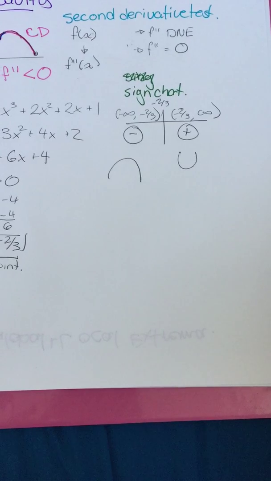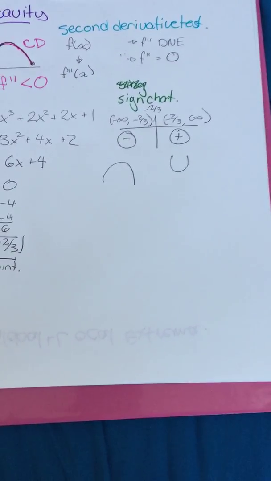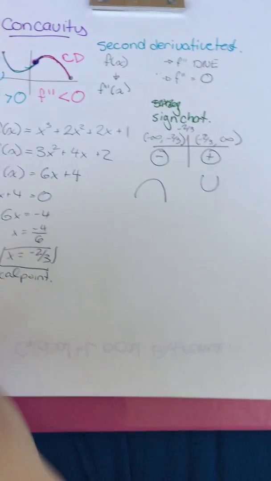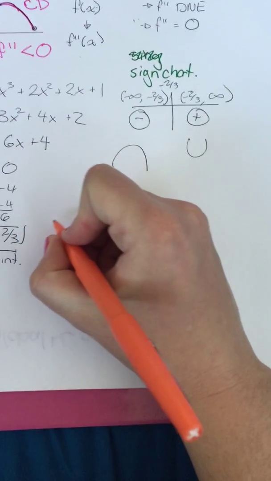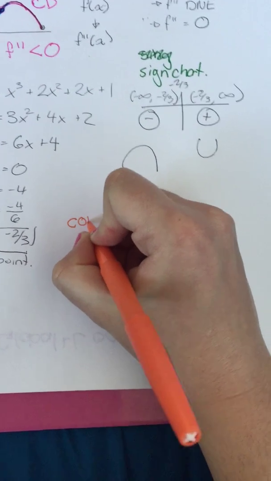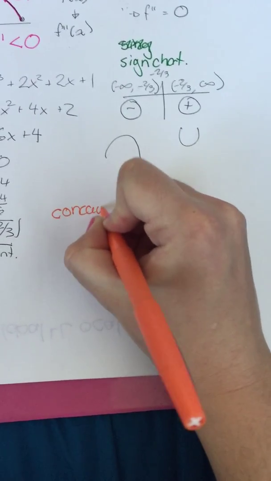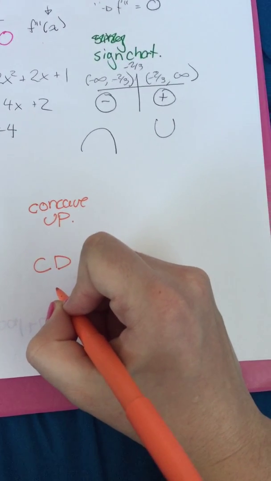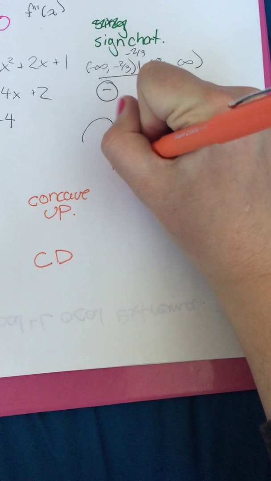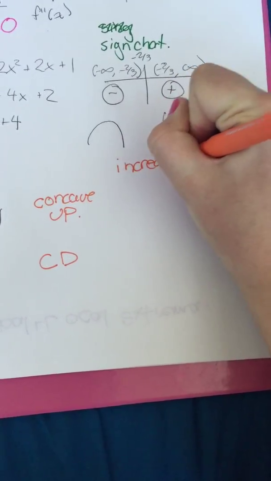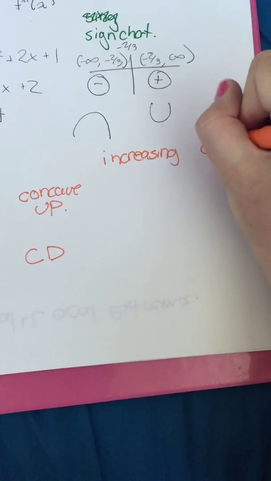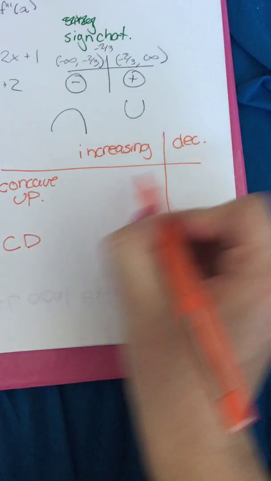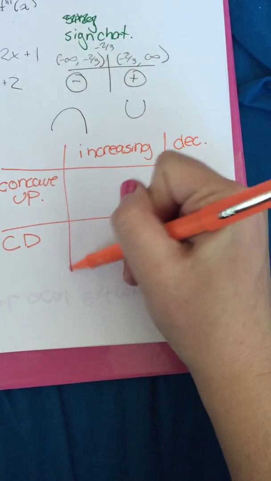We can actually put this together with the information that we had from the increasing, decreasing, and make this really nifty chart. So we can have concave up, and then we can have concave down. I'm going to write that as CD here. And then we can have increasing, and we can have decreasing. I'm going to write that as dec instead. So we have this little chart.